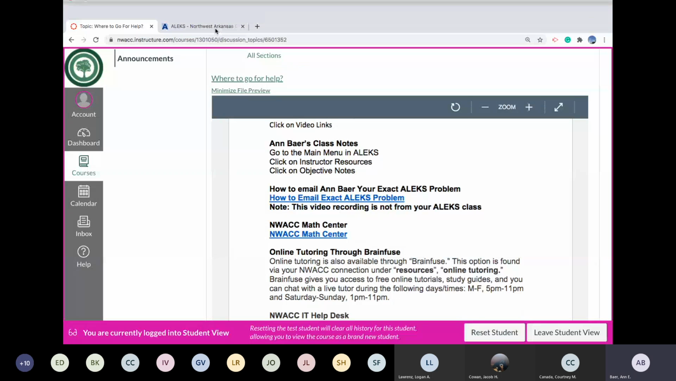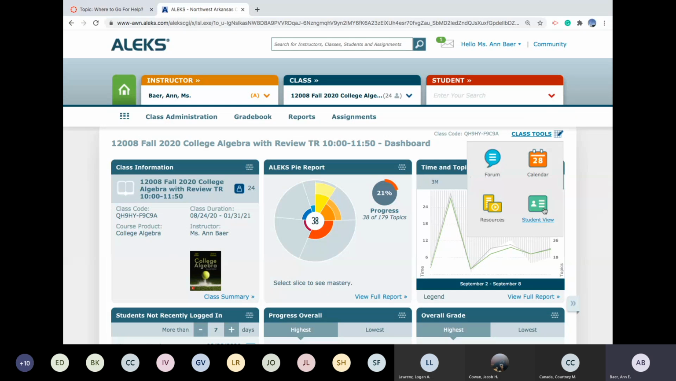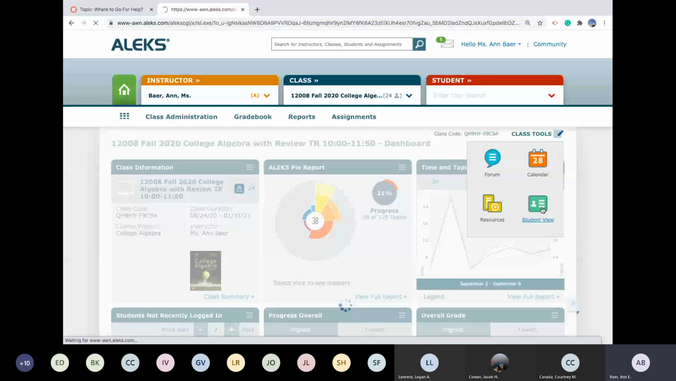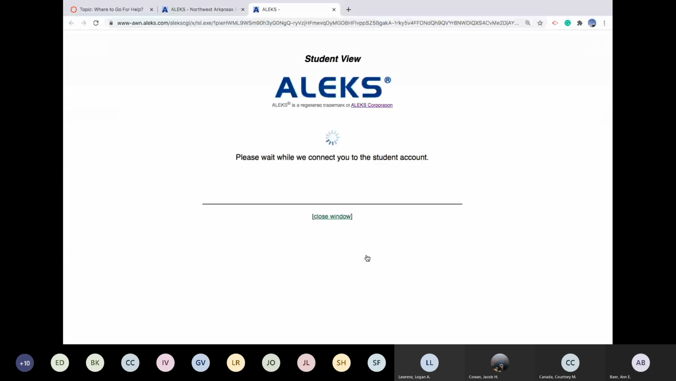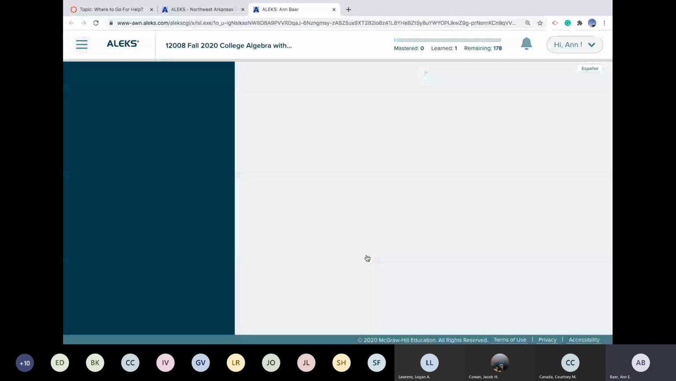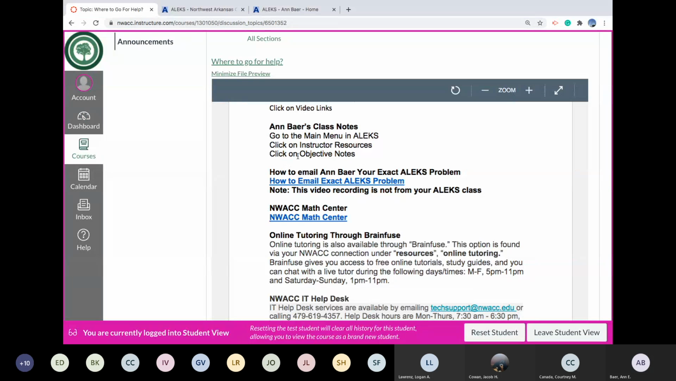Go to the main menu in ALEKS. So I've got my ALEKS up over here. Go to the main menu. So I go to class tools, student view. You don't do this. I need to do it though. We'll get that working for us. And what is it that we need to do? Class notes, go to the main menu in ALEKS.